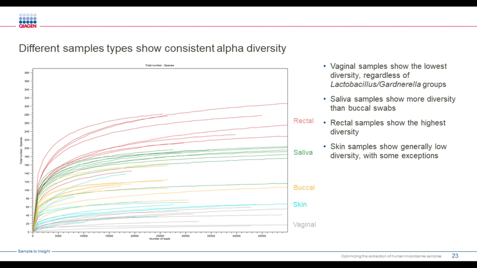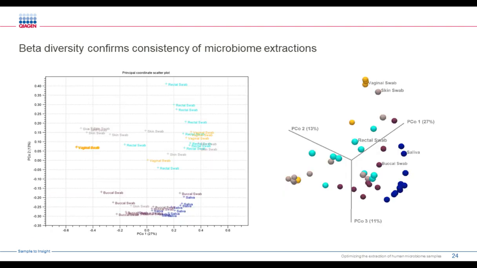So we were very pleased with the consistency of the results and the fact that they all made biological sense. And the beta diversity also confirmed the consistency of the extraction. So here we're showing principal coordinate scatter plots. On the left-hand side, it's a two-dimensional one. The same data as a three-dimensional one is on the right-hand side. And that's just the limitations of showing a three-dimensional plot in a two-dimensional medium here.